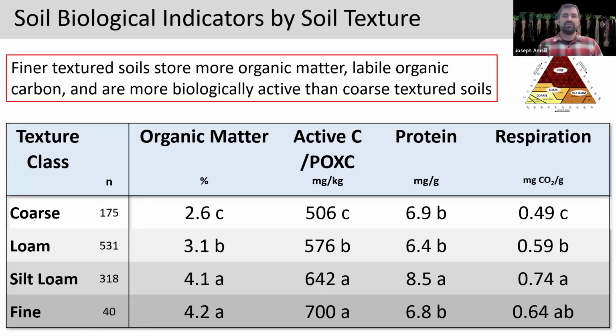So soil biological indicators by soil texture. As soil scientists, we've known for a while that finer textured soils with more fine silt and clay are just naturally able to store more organic matter and organic carbon than coarser textured soils. And the same was true for some of these newer soil health indicators like active carbon and respiration. So this is really important. If our goal is to assess the effects of management on soil health, we need to know this inherent information. So a 4% organic matter might be average for a silt loam soil, but for a coarse textured soil, that would be a really good indication that you're far and above the average for what that soil type normally has in terms of organic matter and organic carbon.